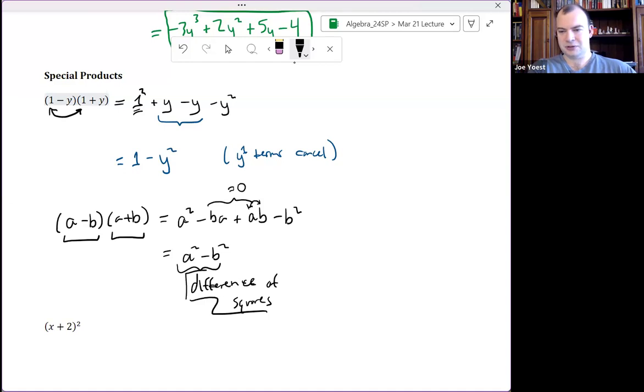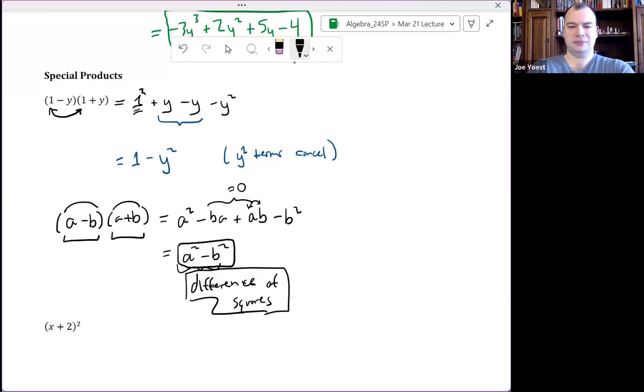So this is the difference of squares pattern. When I multiply two binomials with the same two terms, but one is connected with a plus and one with a minus, then I always end up with this pattern, the difference of squares.